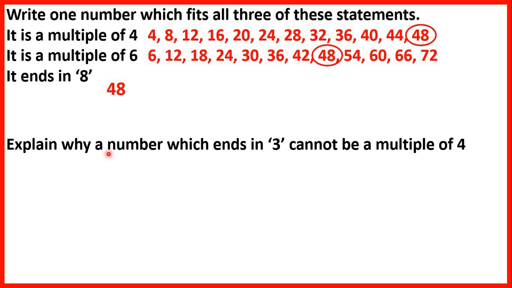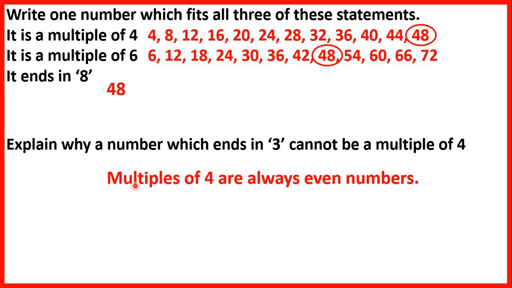Now explain why a number which ends in 3 cannot be a multiple of 4. That's because multiples of 4 are always even numbers. They always end in 0, 2, 4, 6 or 8.